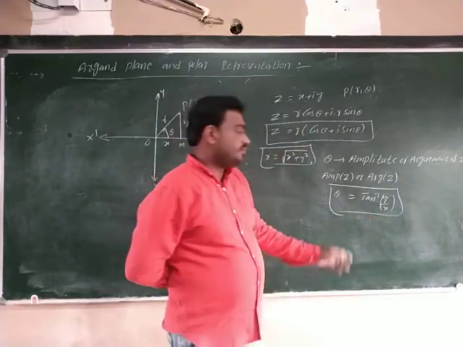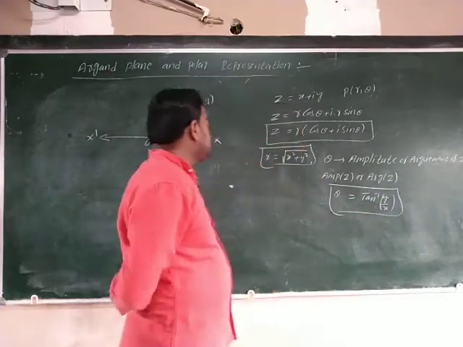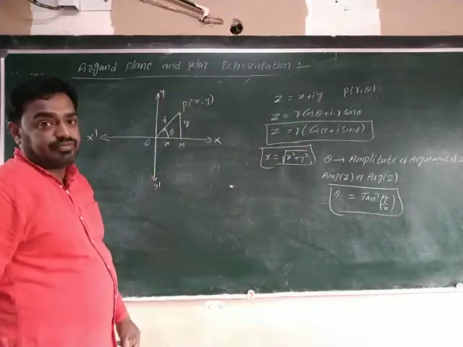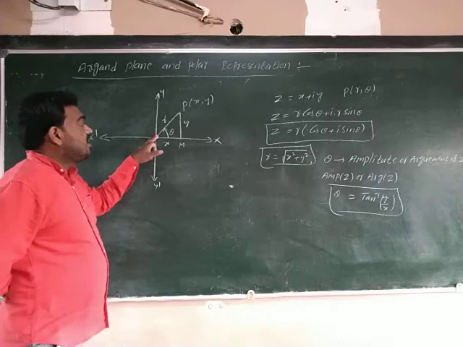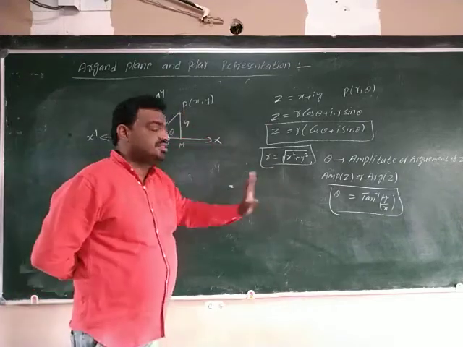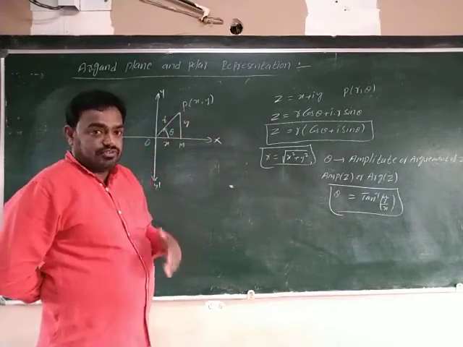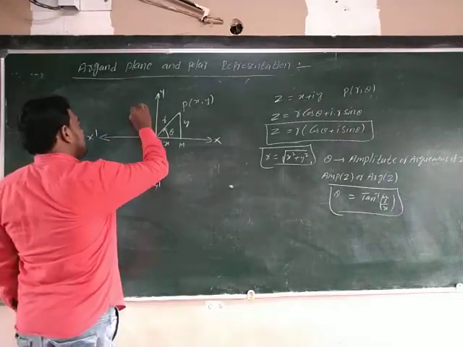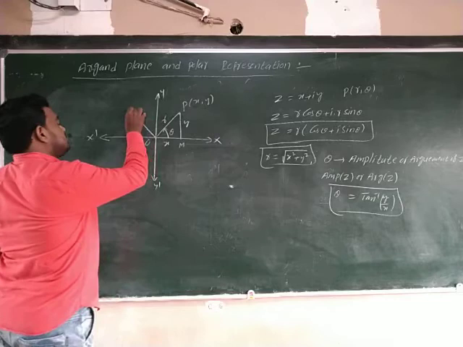Tan inverse of y by x. So this is the polar representation of a complex number. If it lies in the first quadrant, this is enough for us. If it lies in the second quadrant, what is the answer?